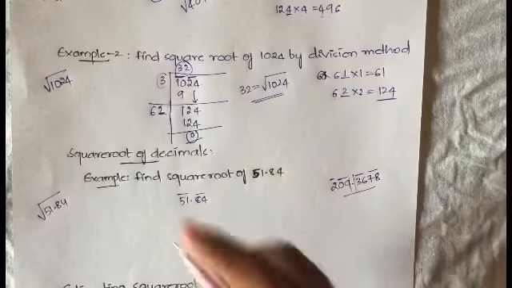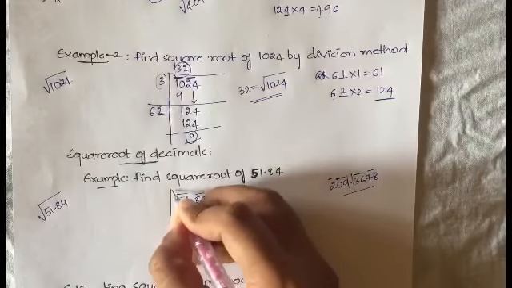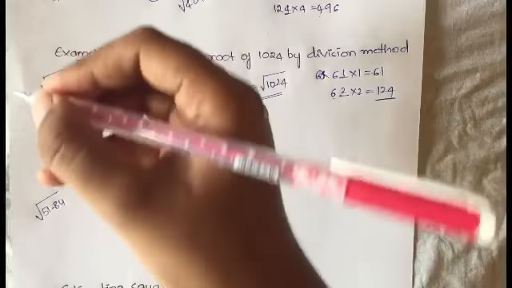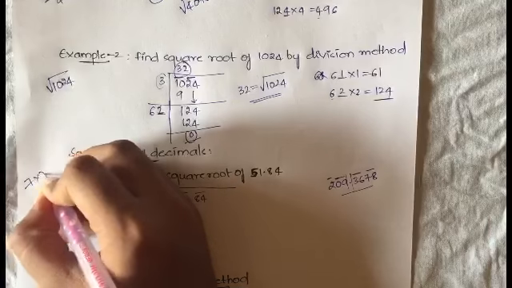Clear? So now let us put our division symbol. So what is the nearest square root that you have for 51? Okay, 49. 7 sevens are 49.